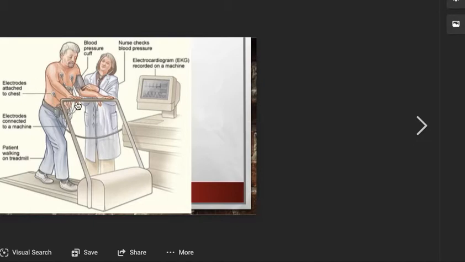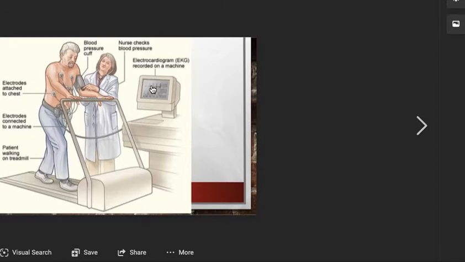This is also called the exercise tolerance test. Okay, so just to tell you, for example, if this person has angina or atherosclerosis, we can see the changes over here, no matter whether he is feeling pain or not.